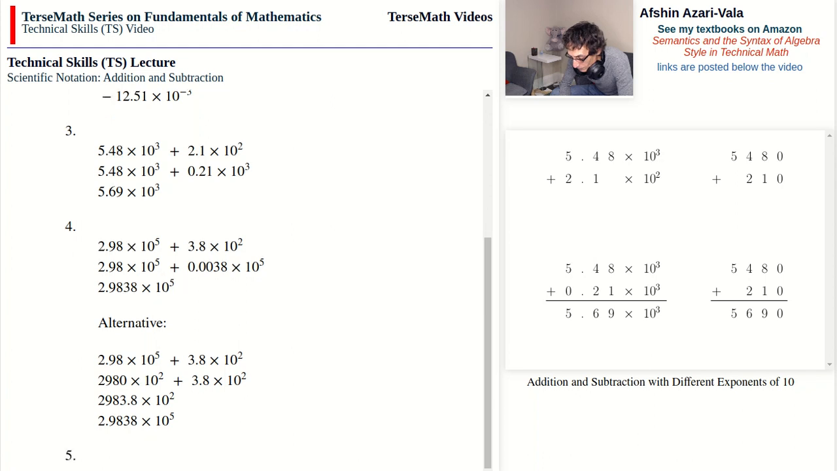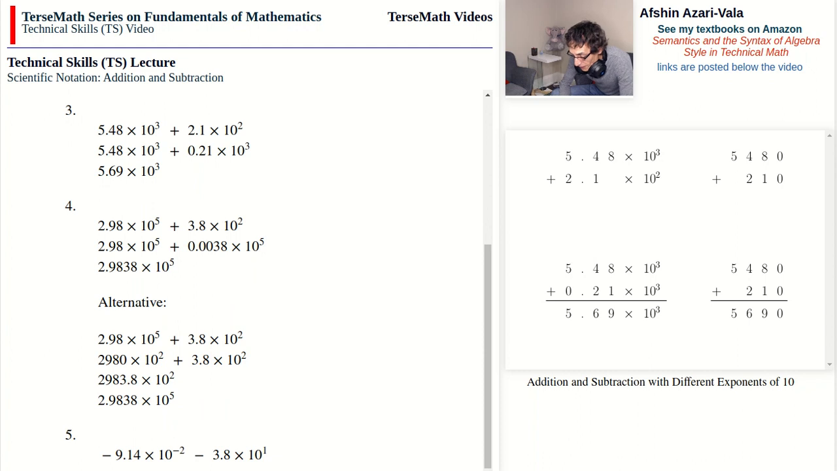Alright, problem number 5. Now here I have an example when we have a negative number and then we subtract another with an exponent of 10 that's negative. So negative 9.14 times 10 to the power of negative 2 minus 3.8 times 10 to the power of 1. And we go with the largest exponent, which is 1, and therefore we need to change this to times 10 to the power of 1.